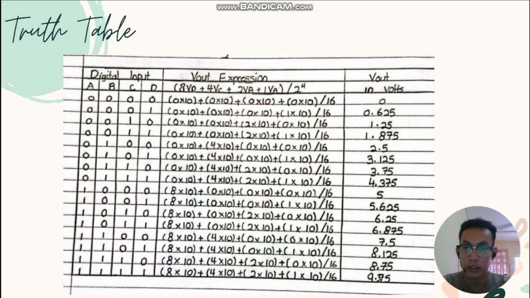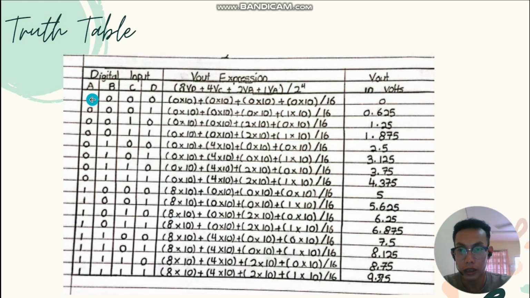So the next slide is the truth table, the digital input and Vout expression. We have ABCD and Vout equals 8 VD plus 4 VC plus 2 VB plus 1 VA over 2 to the 4. Use that equation I showed before, and the Vout is 10 volt.